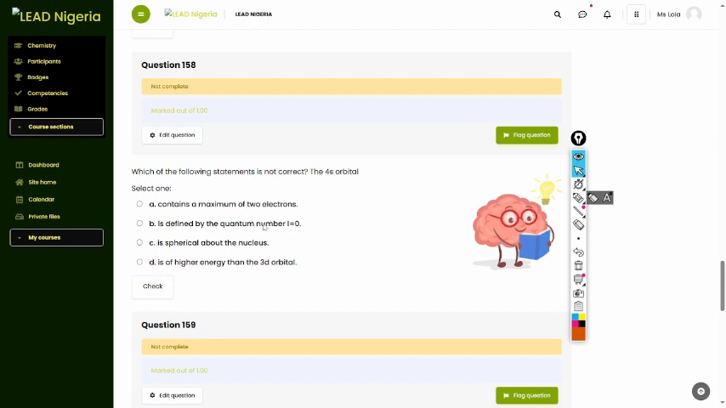So this is correct. Now, it's spherical about the nucleus. So the shape of the s orbital is spherical. So this is also correct. It's of higher energy than the 3d orbital. Now this is wrong because the 4s orbital has a lower energy than the 3d orbital. So the answer is D.